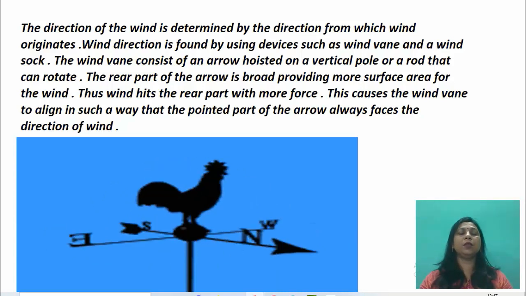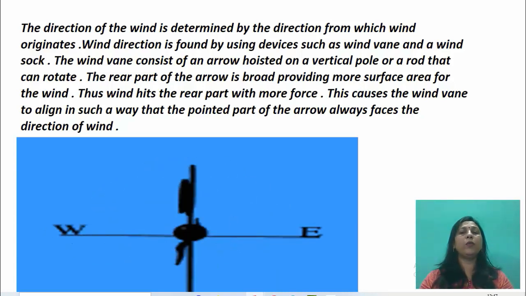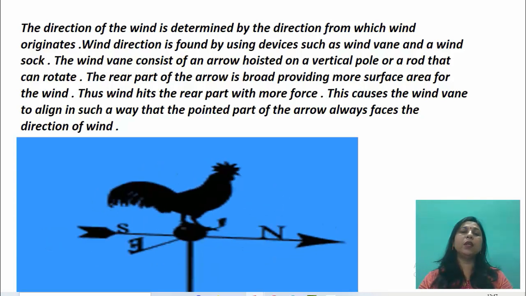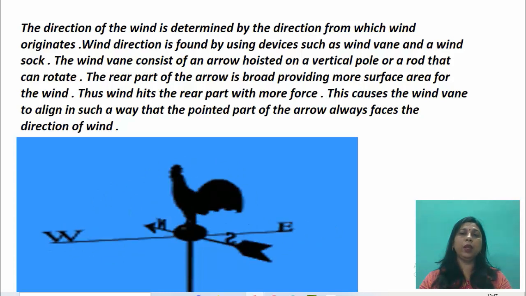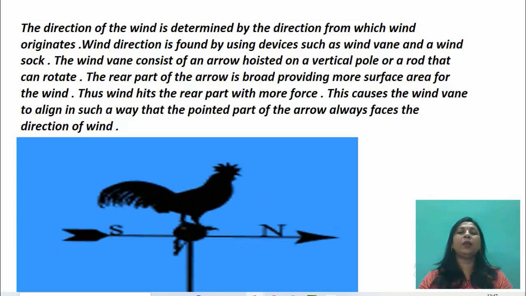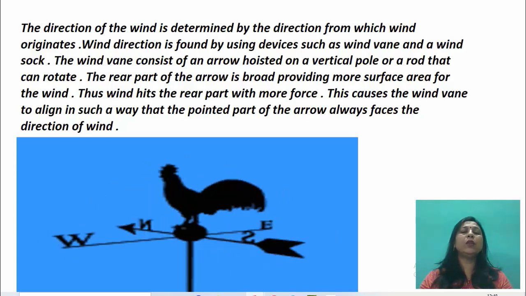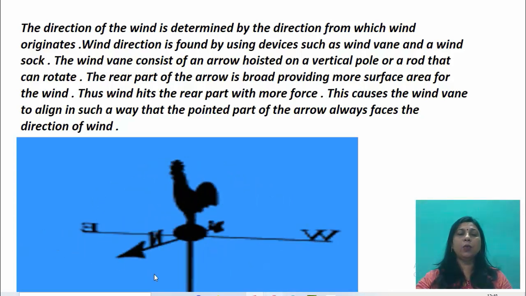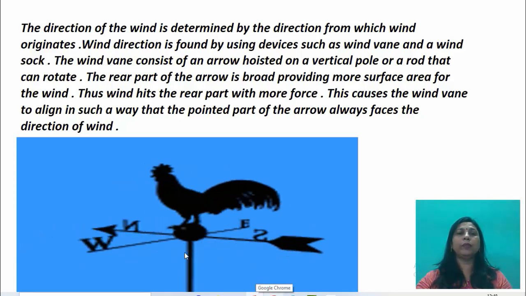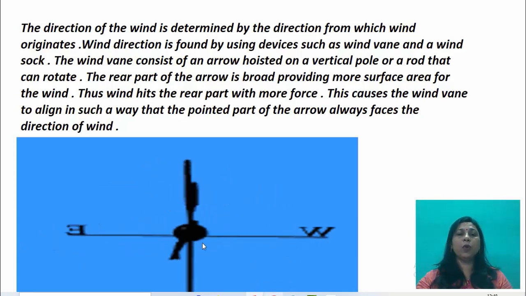As you can see in this is a wind vane and a wind sock. The wind vane consists of an arrow. You can see an arrow hoisted on a vertical pole or a rod that can rotate. This vertical rod you can see it can rotate. You can see this is rotating. Okay. The rear part of the arrow is broad.